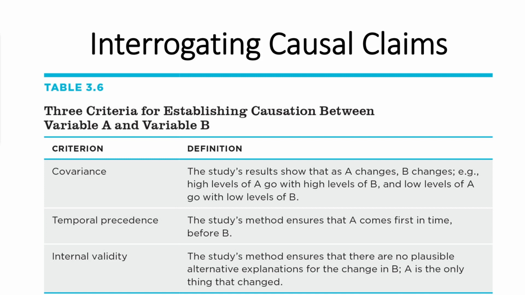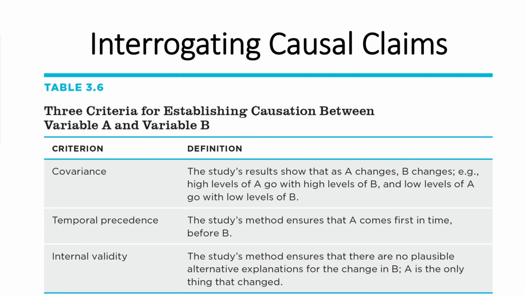And so our three criteria that we have to hit. The first is that we have to see covariance. So a study has to show that as A changes, B also changes. If we made up a scatter plot of our data, a different level of A should correlate with, or covary with, a change in B. They should change together, or covary.